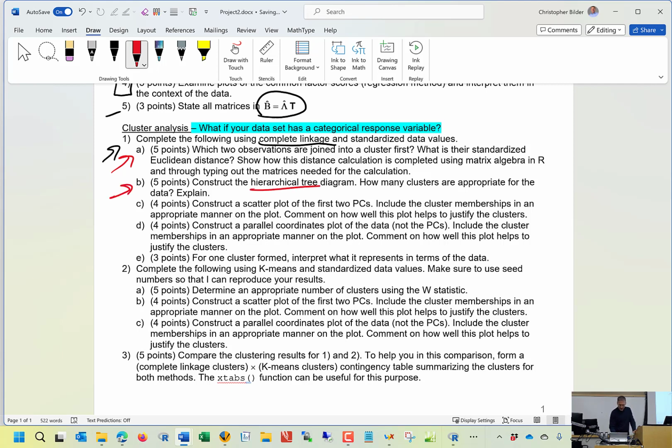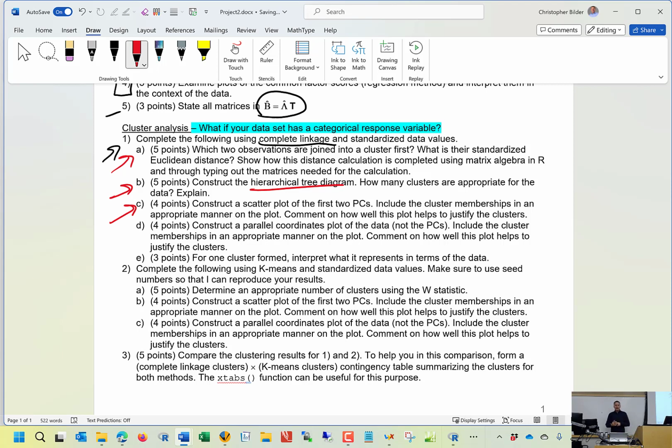Part B, do this hierarchical tree diagram. How many clusters are appropriate for the data based upon the diagram alone? So you're going to need to draw some horizontal lines for your data set and justify it. Actually, give me some written justification. Don't just give me the lines. Give me the written justification.